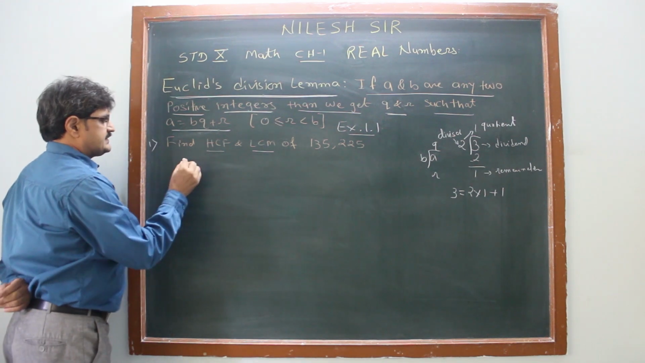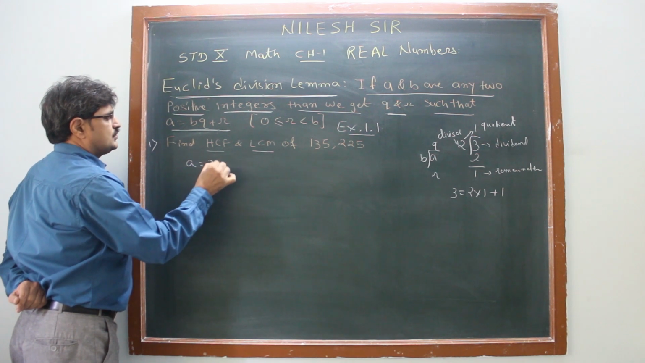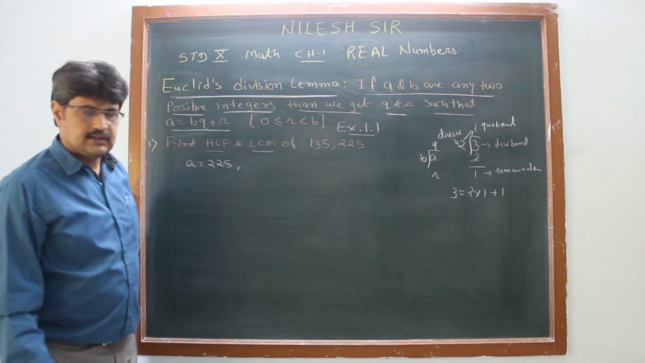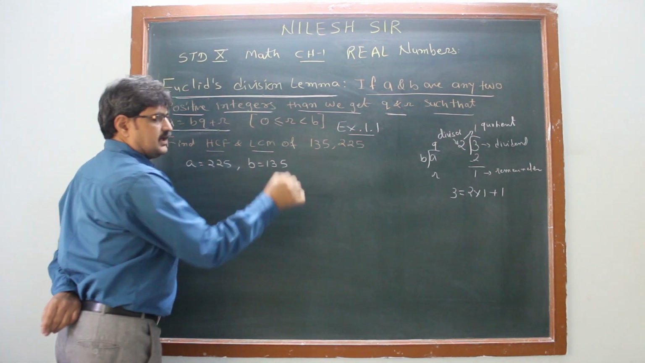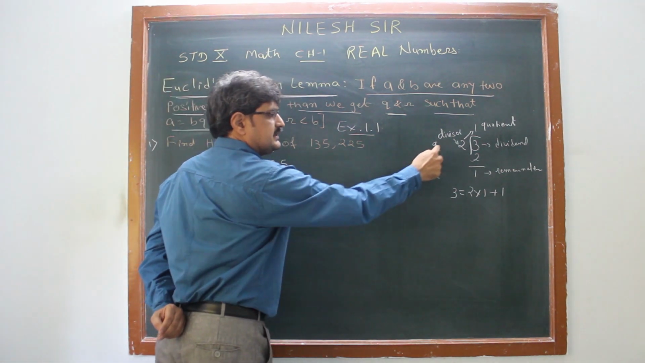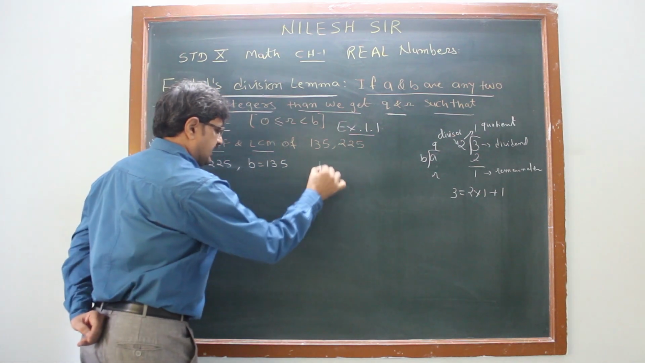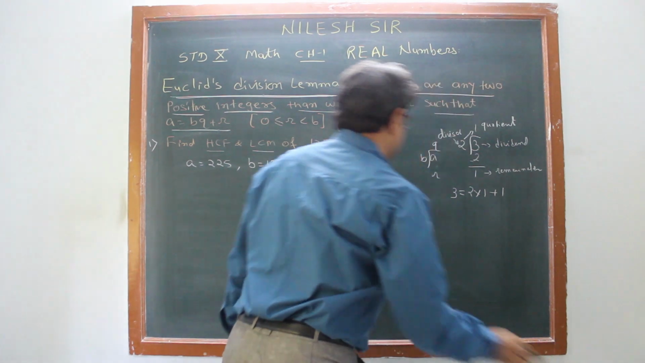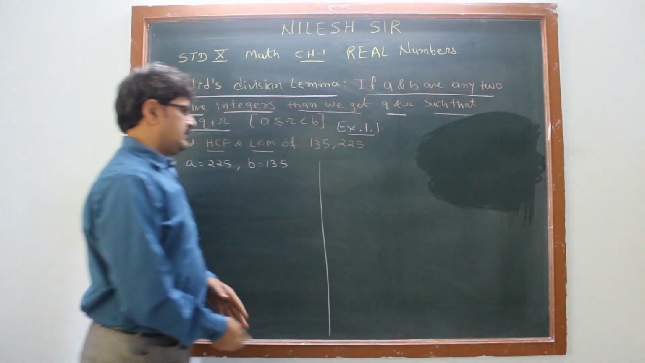Here we can see that 225 is the greater number. So I will take a is equal to 225, the greater number, and b is equal to 135, the smaller number. I am applying the same method: a is equal to bq plus r. So here I will divide a by b and I will get the quotient and remainder.